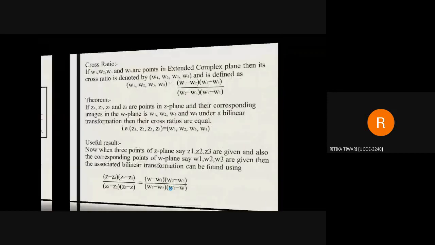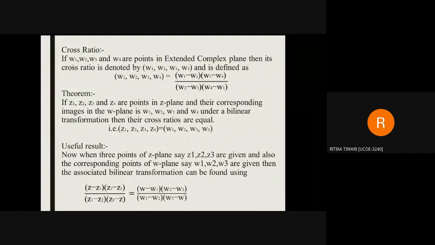The definition of cross ratio is: if W1, W2, W3, and W4 are points in the extended complex plane, then its cross ratio is denoted by (W1, W2, W3, W4) and is defined as (W1, W2, W3, W4) equal to (W1 minus W2) into (W3 minus W4) upon (W2 minus W3) into (W4 minus W1).